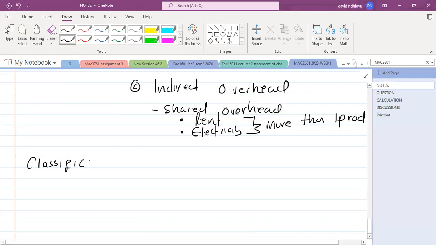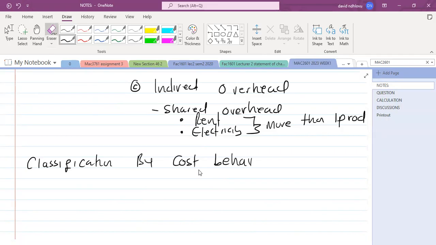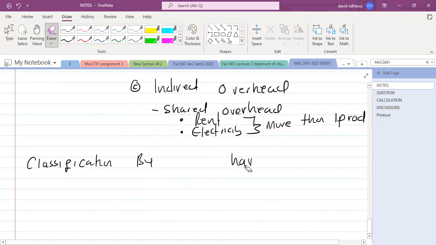Right, classification. So what's the next one that we did? We did direct and indirect costs. So we then also need classification by cost behavior. Right, let me start with classification by nature. There are 3 classifications. I've already given one. There are 2 more to go. Let me start by classification by nature of costs.